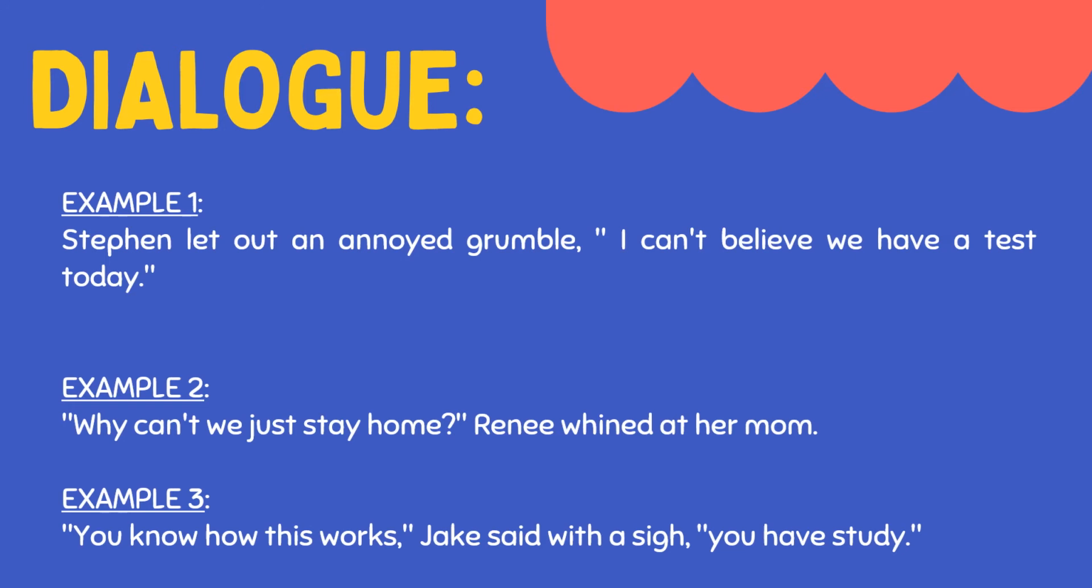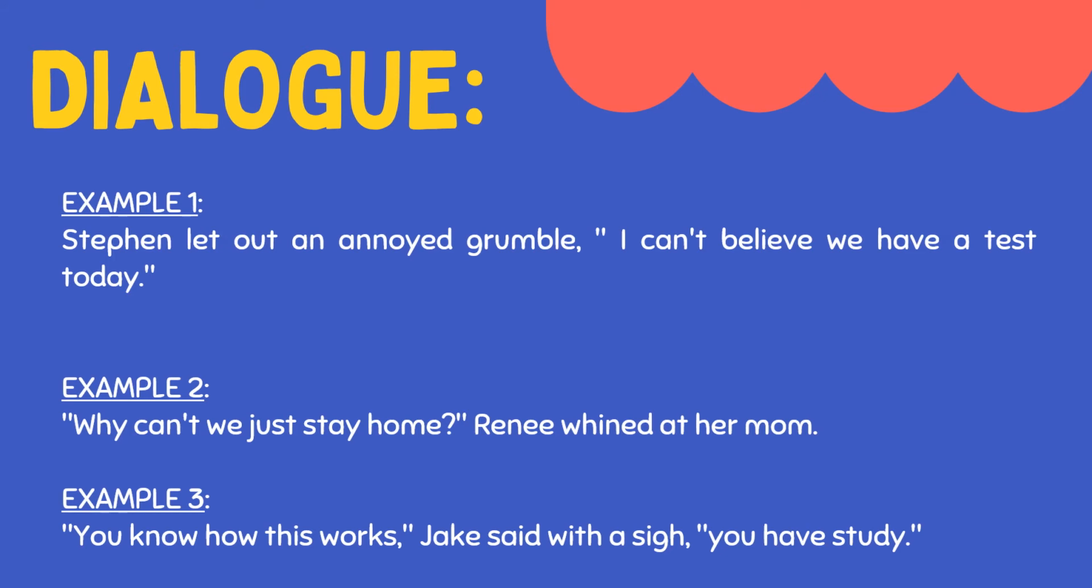Now, your character can say multiple things. They don't have to just say one sentence. So this person could have said, I can't believe we have a test today. I was out yesterday and didn't have a chance to study at all, period. They can say multiple sentences in that piece of dialogue before you close it. But once you close it, that character has stopped talking.